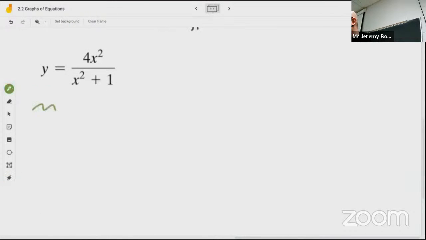All right, so let's talk about this one here. So this one's a little bit difficult because this is what? You've got a rational equation in there. Almost said function.